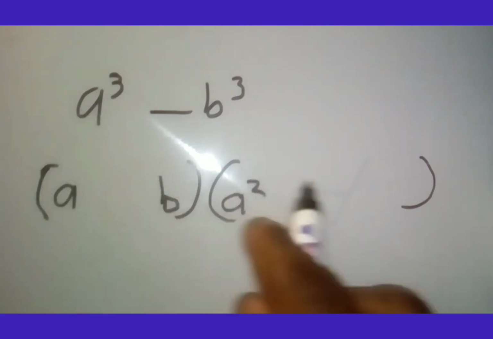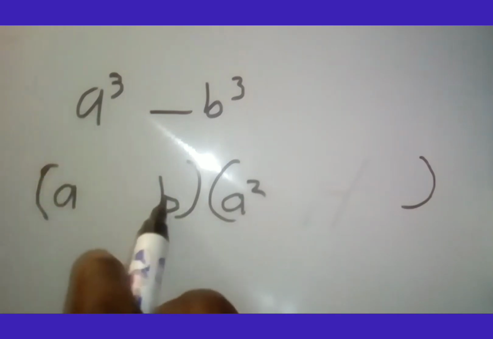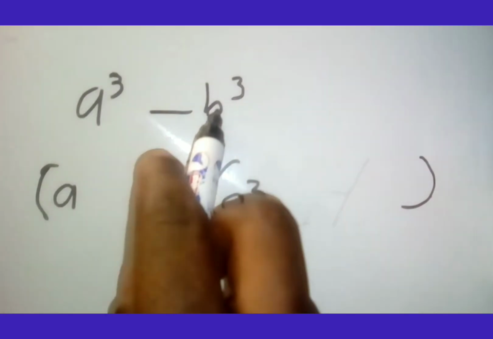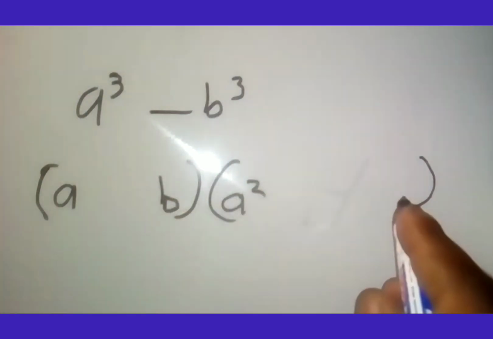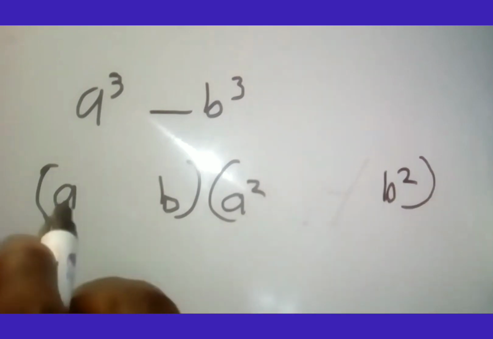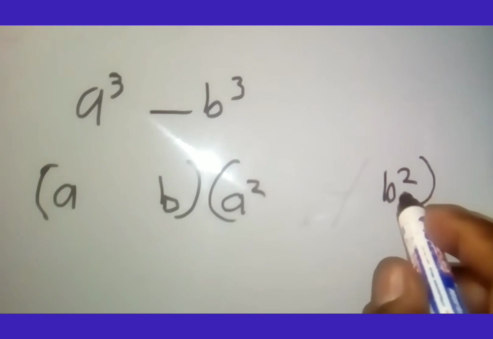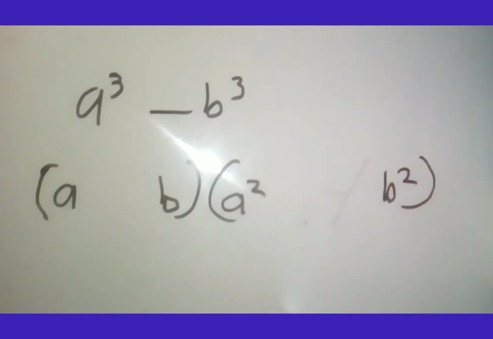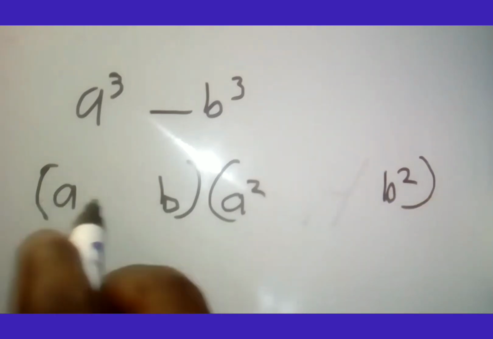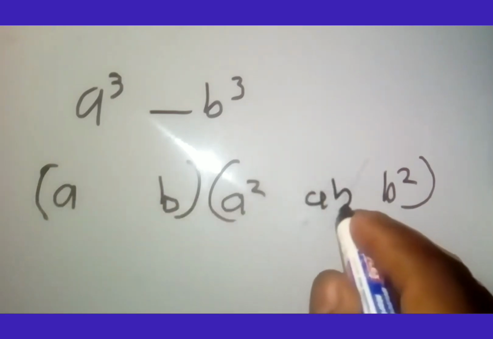The first two should always give you the first thing that will appear, and the last two should always give you the last that will appear. So what do we have to multiply b by to get b cubed? It's actually b squared. Or another way of doing this is whatever you have here, you just square, and you will have that, right? Then for the middle term, you have to multiply these two. So what is a times b? It's actually ab, right?